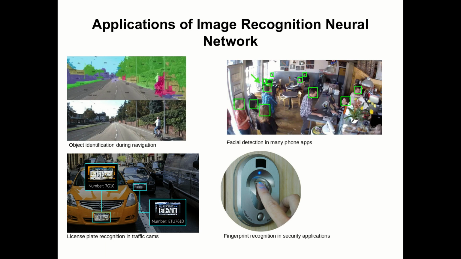Here we see the applications of ANN in image recognition. One of them is during navigation, automated navigation, license plate recognition, and facial detection, which most of us use in our phones, as well as in security applications. For example, for fingerprint recognition, facial recognition, searching through an image database to pick up a face, and so on and so forth.